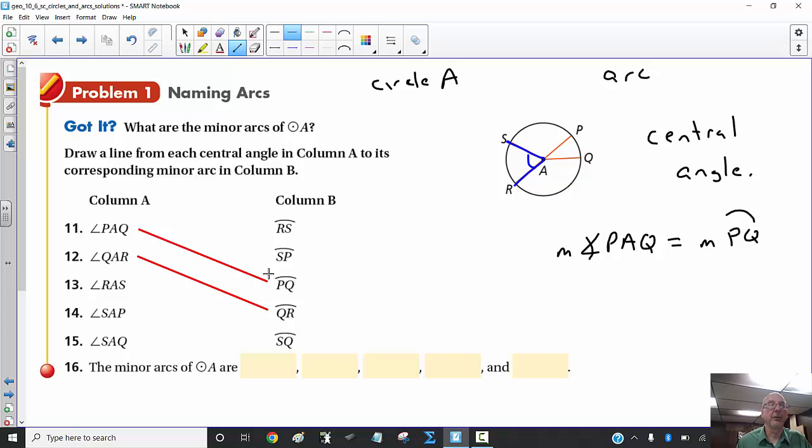Wait, yeah. Oh, there it is. Okay, we're good. And then SAP. SAP. Okay, so the central angle is SAP, and SP is the arc. So there we go. And what's left?